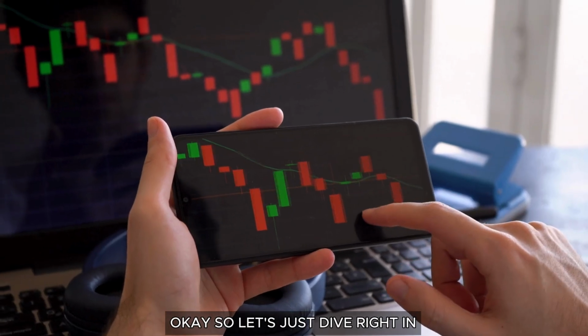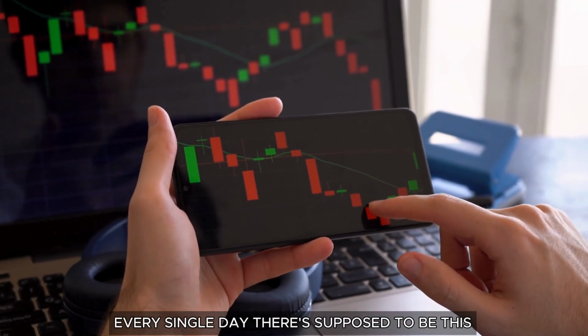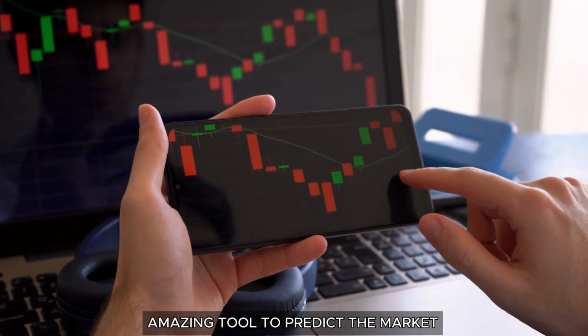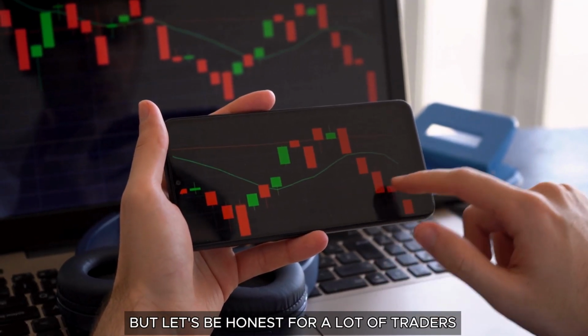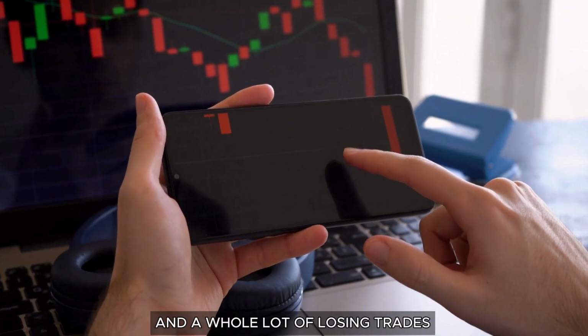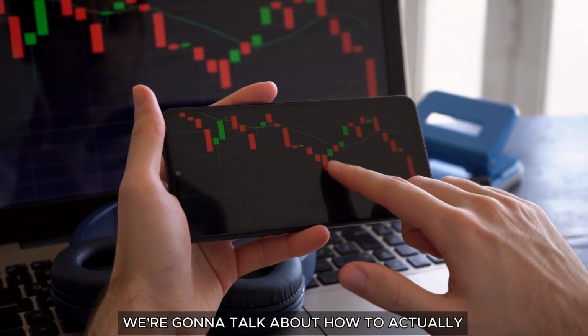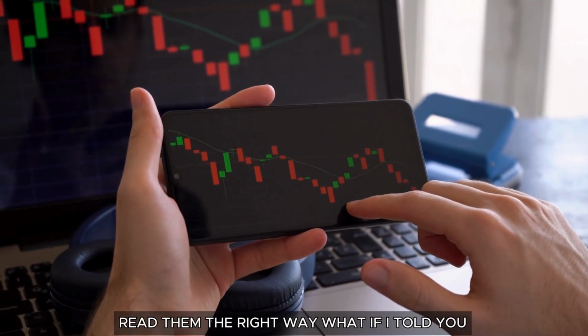Okay, so let's just dive right in. We all see candlesticks on our charts, right? Every single day. They're supposed to be this amazing tool to predict the market. But let's be honest, for a lot of traders, they just lead to confusion and a whole lot of losing trades. Well, today, we're going to fix that. We're going to talk about how to actually read them the right way.